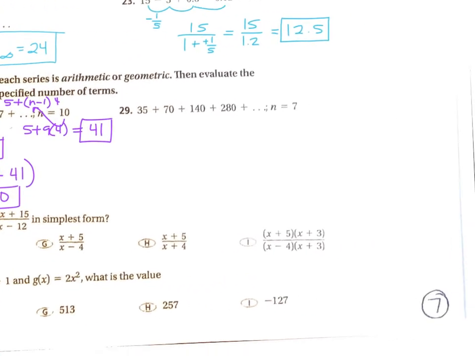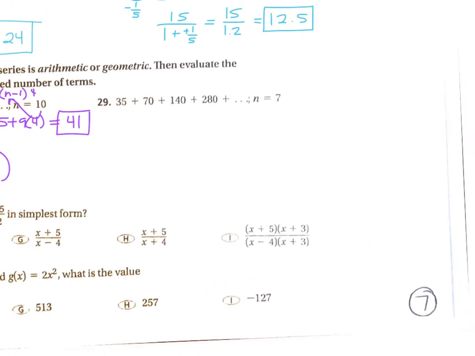29. For this one, again, you got to look at what you're doing. 35 to 70, 70 to 140, 140 to 280. Each time you're multiplying by 2. So if we're multiplying, that's a geometric sequence. And we're going to do the sum to 7.